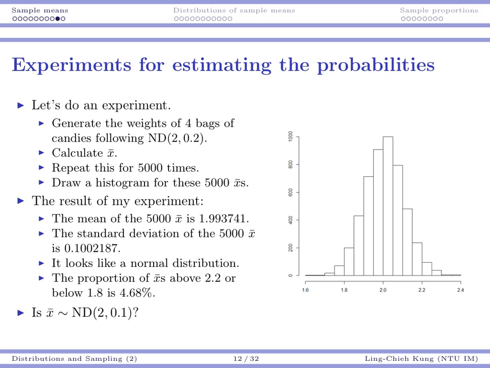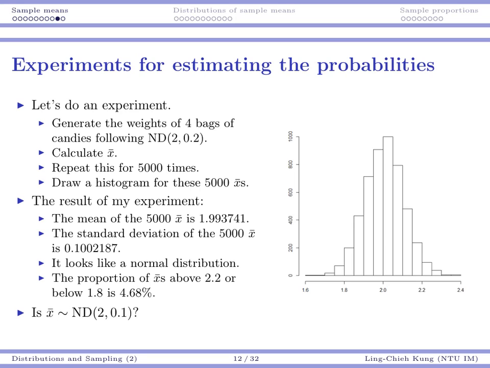The reason to do that is that I can then draw a histogram for those 5,000 random outcomes. When you have a random variable and some observed values, like these 5,000 observed values, you can draw a histogram, and that histogram tends to tell you the probability distribution of that random variable, right? Something we did in the previous lecture. So here is the result of my experiments. The mean of the 5,000 values is indeed around 2. The standard deviation of the 5,000 values is indeed around 0.1. So that's good. What's even better is that the distribution here looks like a normal distribution.